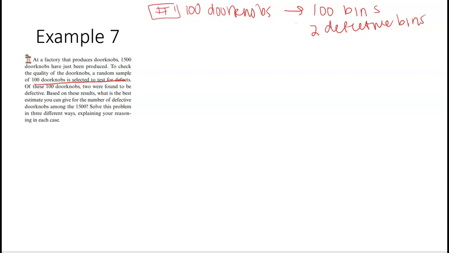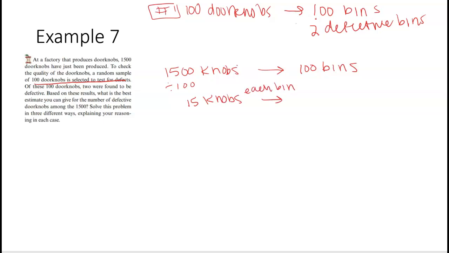of those 100. All right, and so I'm going to divide those 1,500 knobs. So I've got 100 bins. I need to put those 1,500 knobs into those 100 bins, and I need to see how they fit. So I need to divide this by 100 so I can see how many of these go into each of those bins. So 1,500 divided by 100 is going to give me 15 knobs. So I'm going to put 15 knobs in each bin.